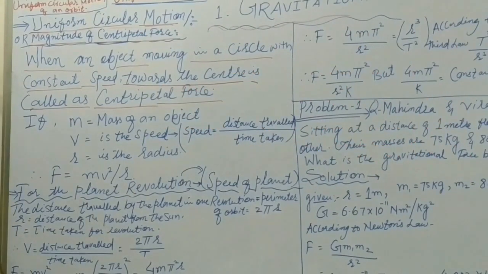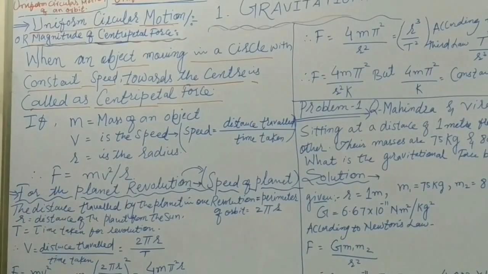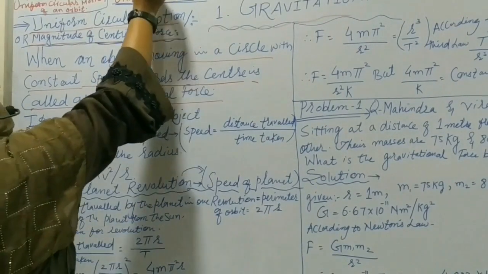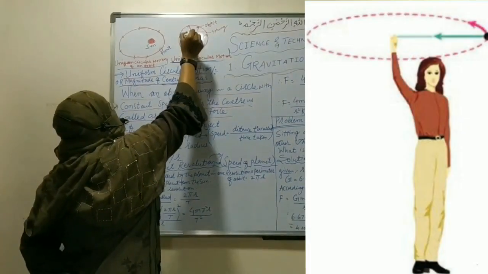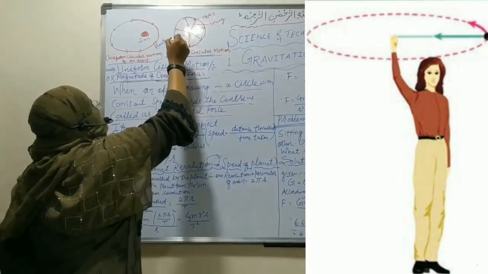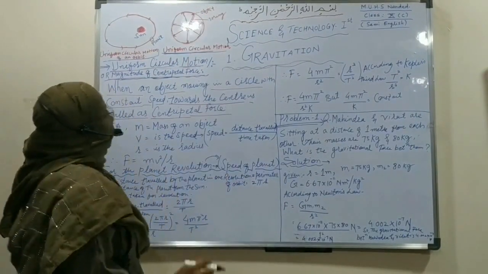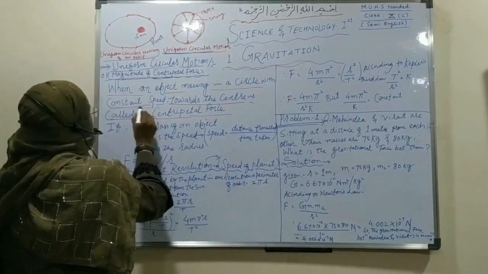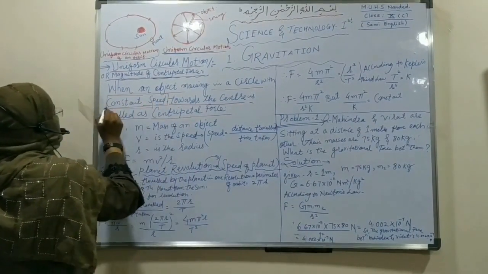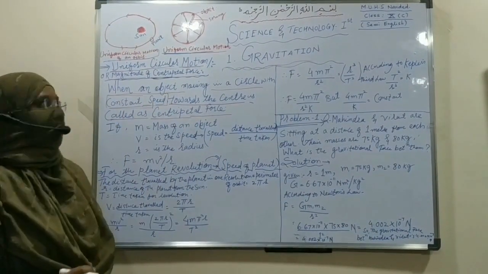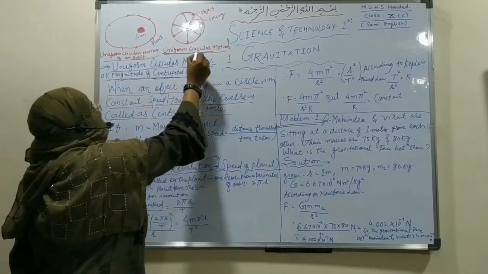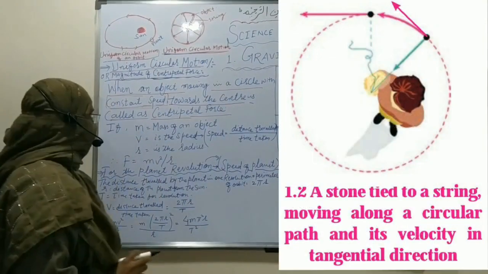Dear students, we have studied circular motion. So what is circular motion? We have experienced this with an object and a string. When we move an object with a string in a circle, it is called circular motion. And when the speed is constant, dear students, the main point is that the speed should be constant, then it is called uniform circular motion.